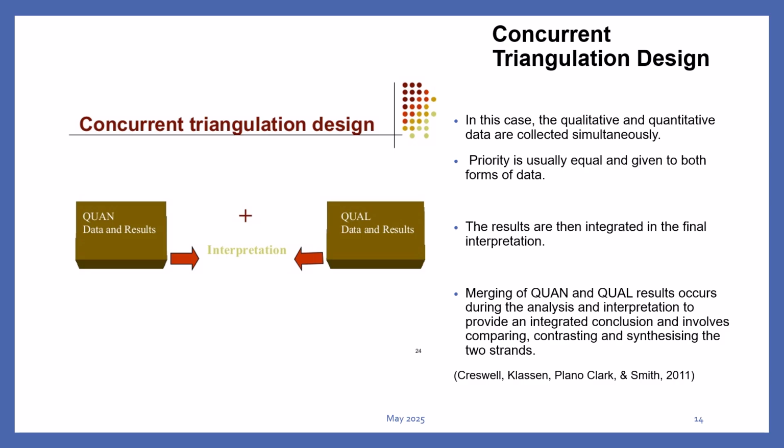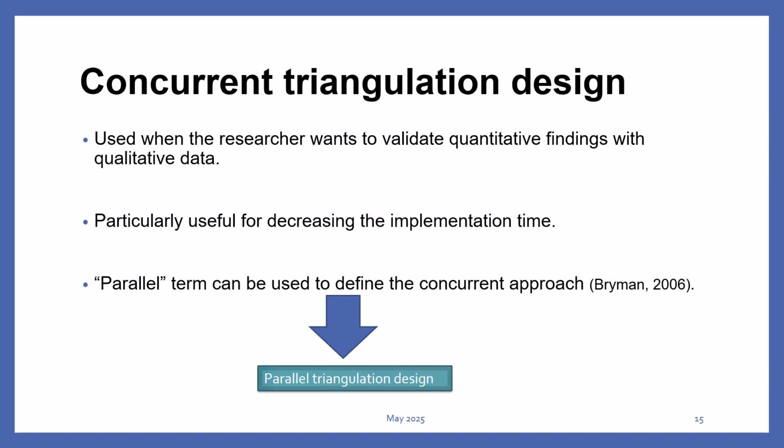And again, we want to stress the point that both quan and qual have the same priority in concurrent triangulation design. Continuing with concurrent triangulation design, it's used when the researcher wants to validate quantitative findings with qualitative data. So in this case we can collect quantitative and qualitative data concurrently, or simultaneously, within the same time.